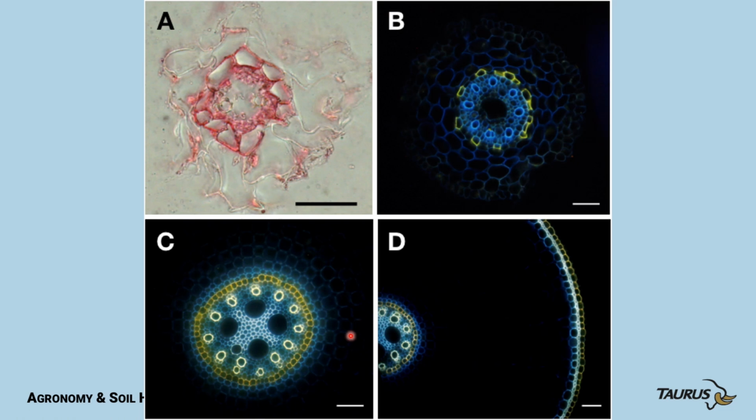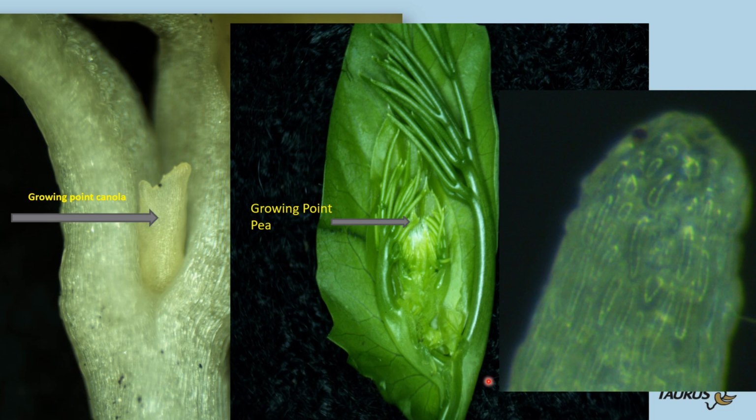Now here's this Casparian strip in rice. It's got the best one because rice has 2 Casparian strips because the roots live in water, so it has to keep things out. And it's impermeable. Here it is in barley. And you can see here's this root, the xylem and phloem, the vascular system, and here's the outside dermis of the rice plant.